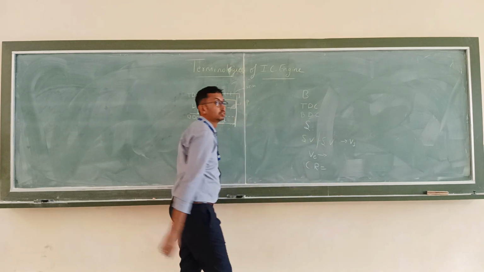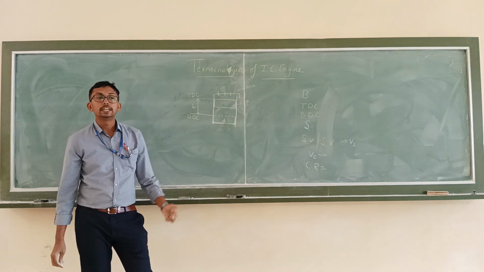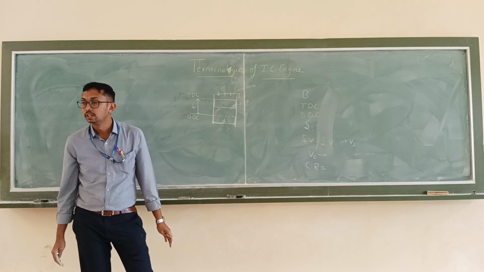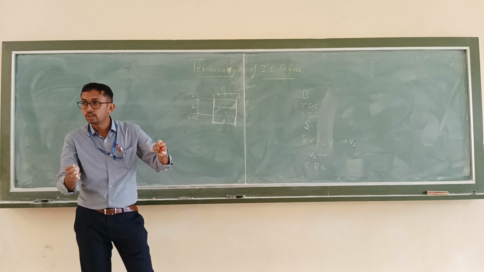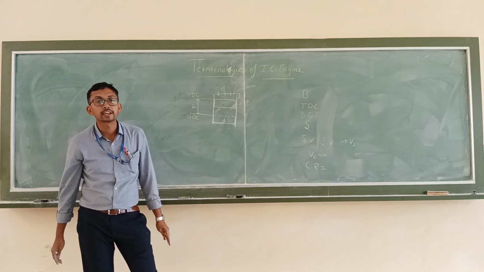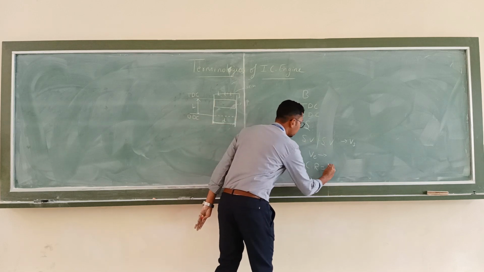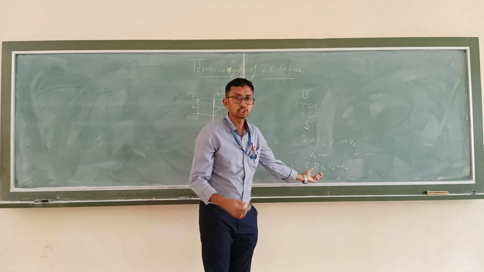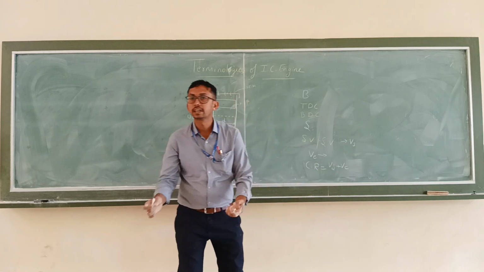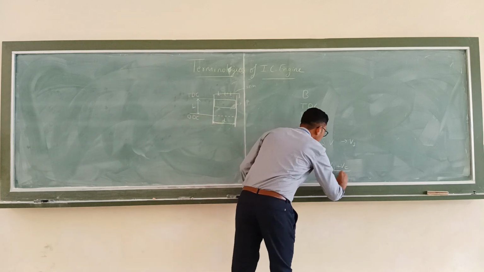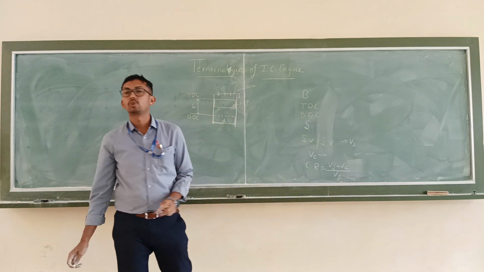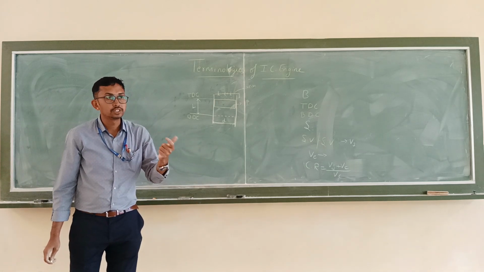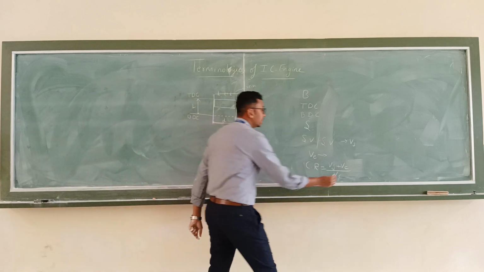Next one, compression ratio. It is the ratio of the total volume of the cylinder to the clearance volume. What is the total volume of the cylinder? It will be Vs plus Vc. Vs represents the stroke volume, Vc represents the clearance volume, divided by Vc. That is called the compression ratio. See, for petrol engines, the compression ratio will be 8:1.